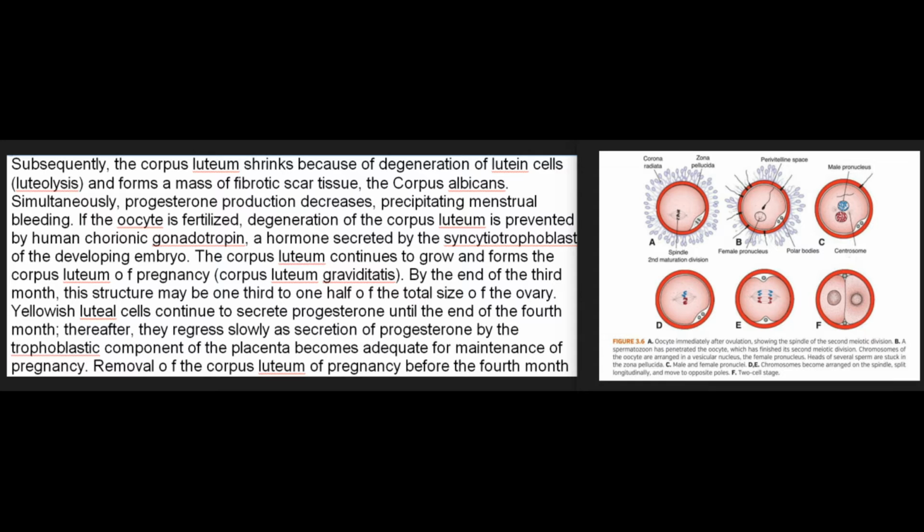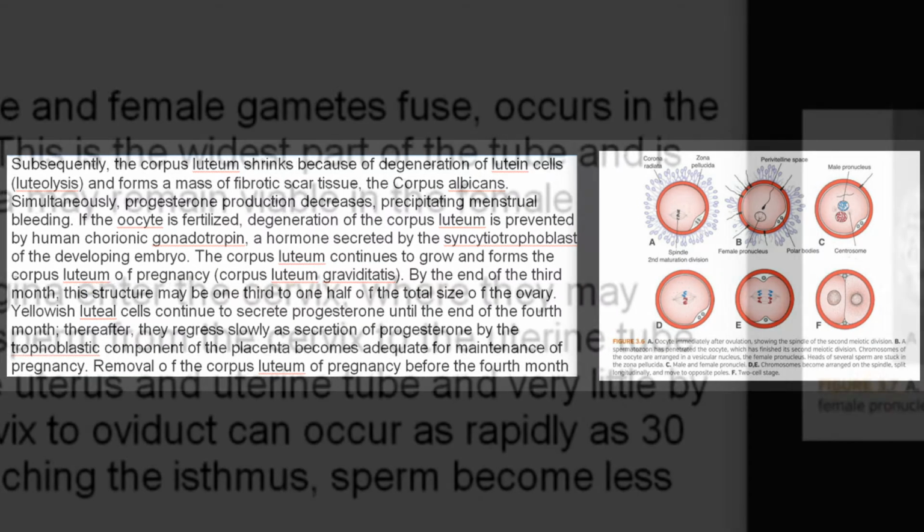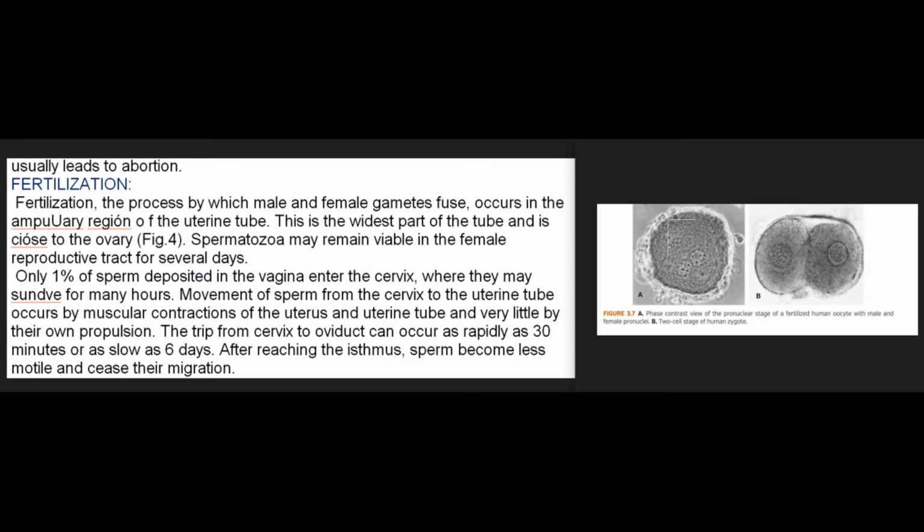By the end of the 3rd month, this structure may be 1/3 to 1/2 of the total size of the ovary. Yellowish luteal cells continue to secrete progesterone until the end of the 4th month. Thereafter, they regress slowly as secretion of progesterone by the trophoblastic component of the placenta becomes adequate for maintenance of pregnancy. Removal of the corpus luteum of pregnancy before the 4th month usually leads to abortion.